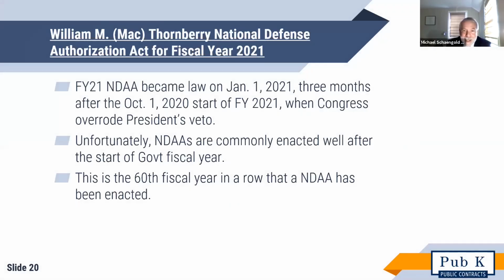On New Year's Day, 2021, 3 months after the October 1 start of fiscal year 2021, the William M. Mack Thornberry National Defense Authorization Act, or NDAA, for FY 2021 became law after Congress overrode a presidential veto. While this is the 60th fiscal year in a row that Congress has enacted an NDAA, it was delayed by congressional disputes over its proposed contents and, of course, by the December 23rd veto by the president. Slide 21, please.